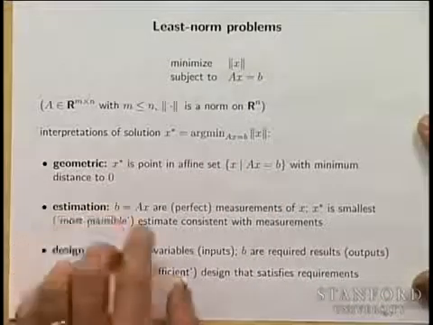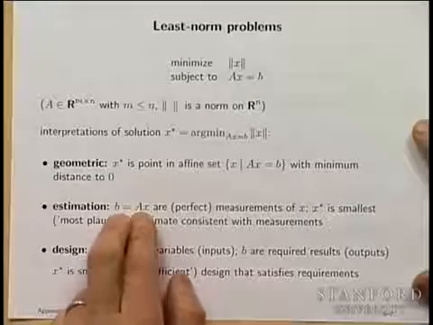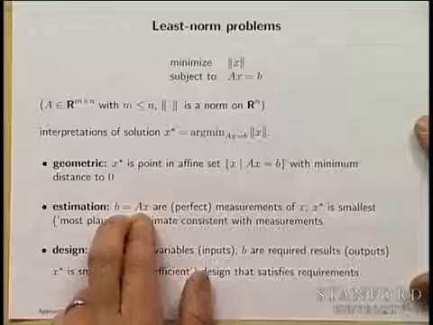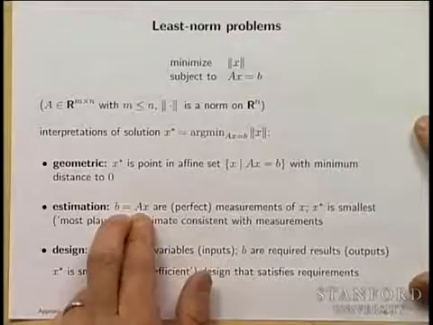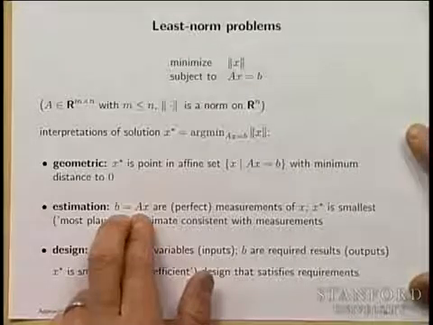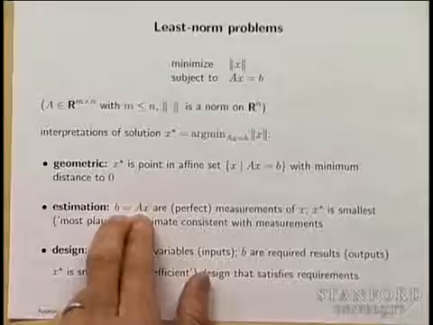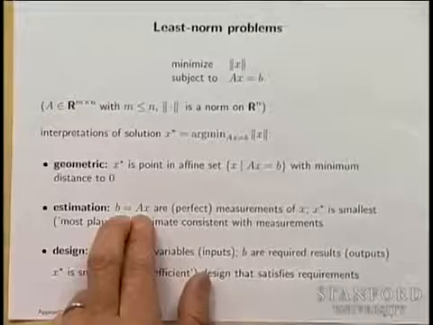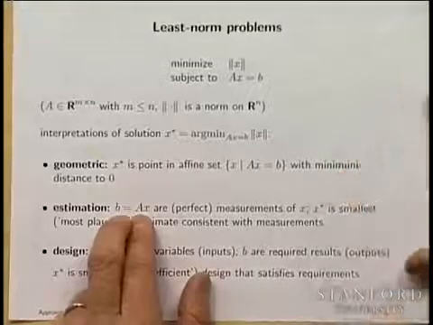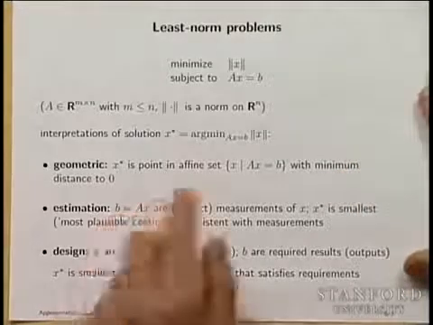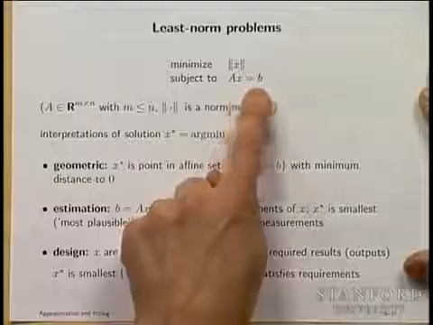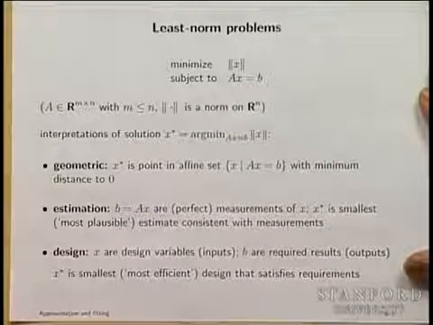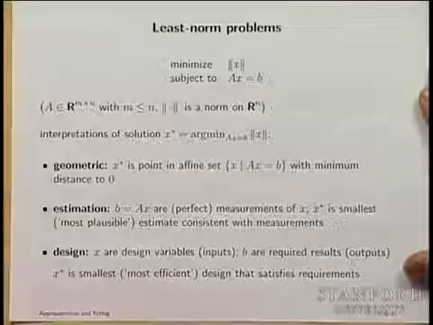In estimation, the model is this. You have not enough measurements to identify a parameter perfectly. So I have b equals Ax. A is fat here. However, the measurements are perfect. So the bad news is I don't have enough measurements. The good news is the measurements are perfect. So I have perfect measurements, but not enough of them. And what that says is Ax equals b is the set of parameter values that are consistent with my perfect measurements.